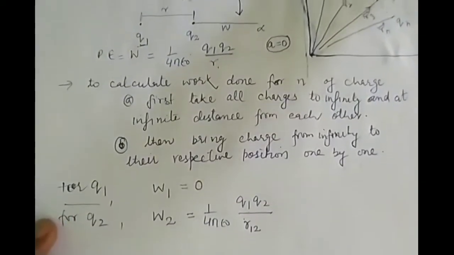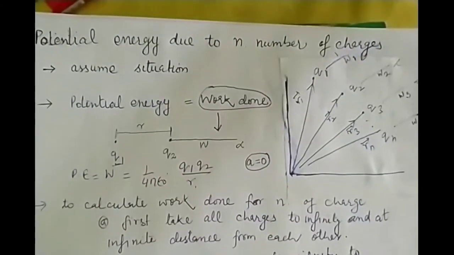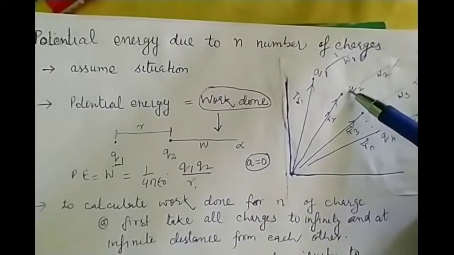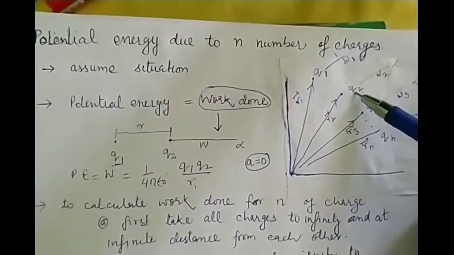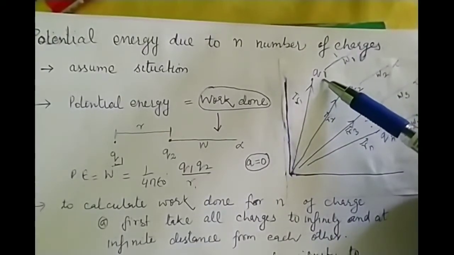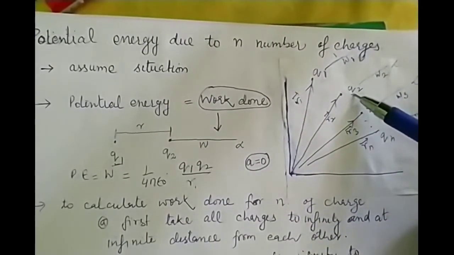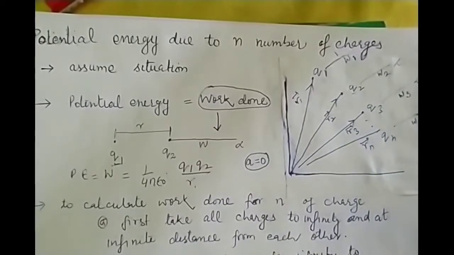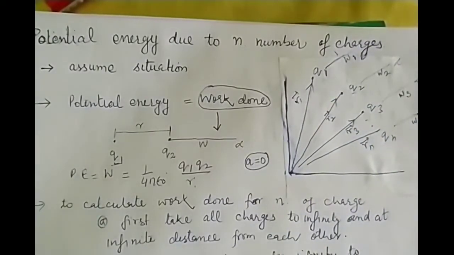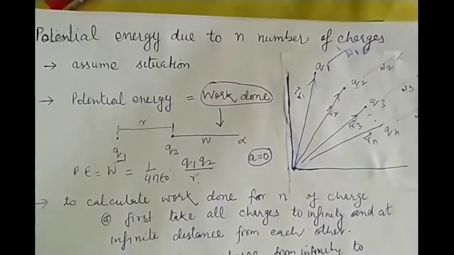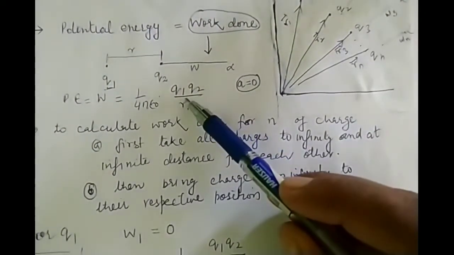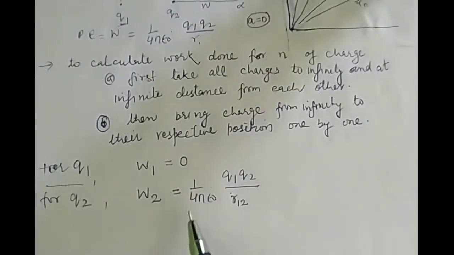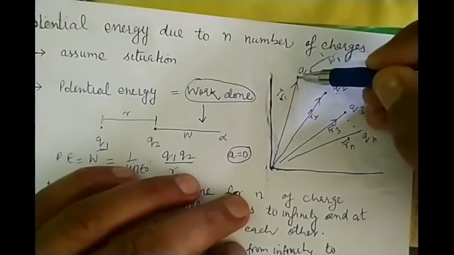Now let us calculate the work done to bring the second charged particle. So here I am bringing this second charged particle from infinity to its respective position. See here, when I am bringing this charged particle, Q1 is already there. So when I am bringing this Q2 charged particle, Q1 is already there, so we have to do work against this charge. So here I have to do some amount of work. So that work is given by this formula: for Q2, W2 is equal to 1 upon 4 pi epsilon naught times the product of charges, divided by this distance.